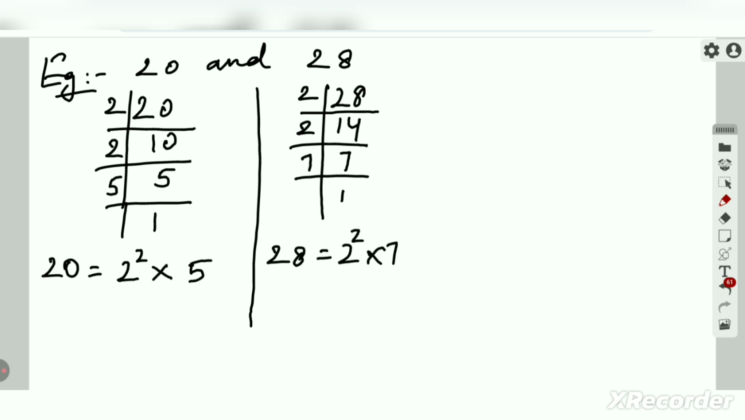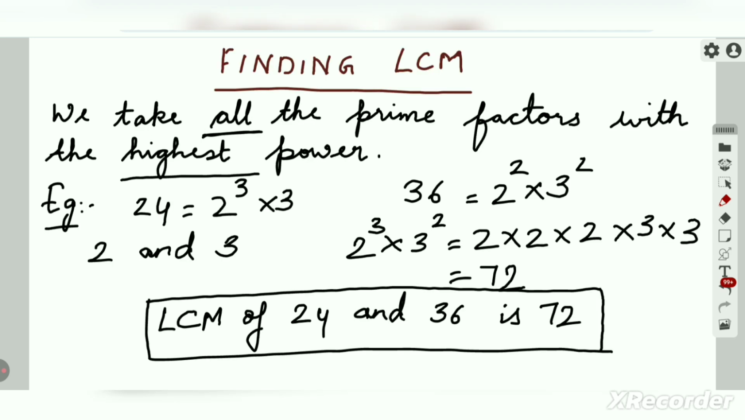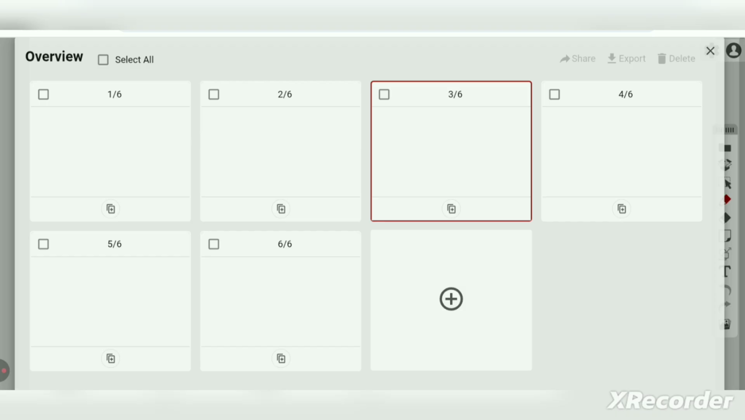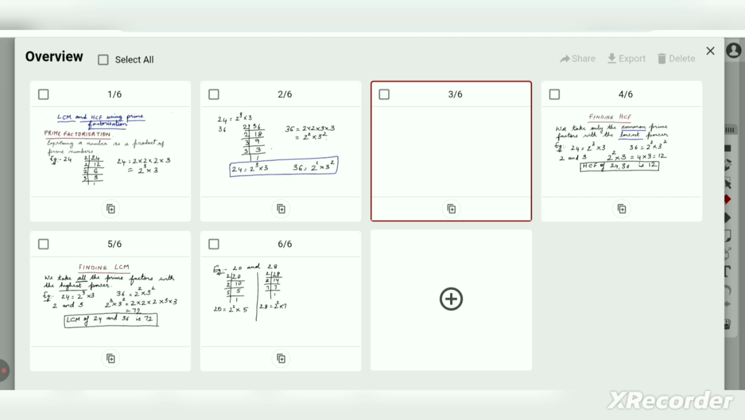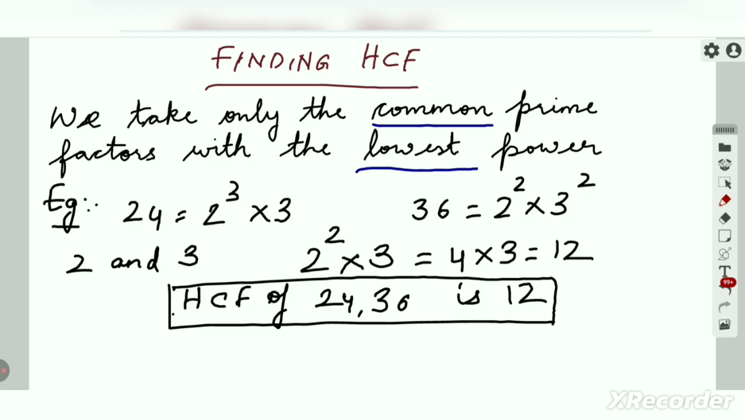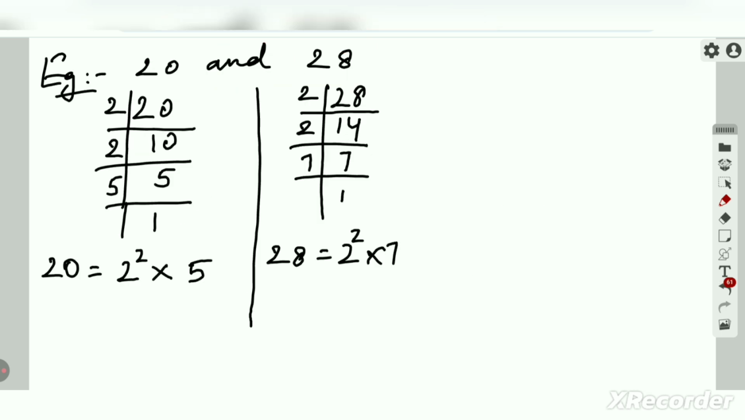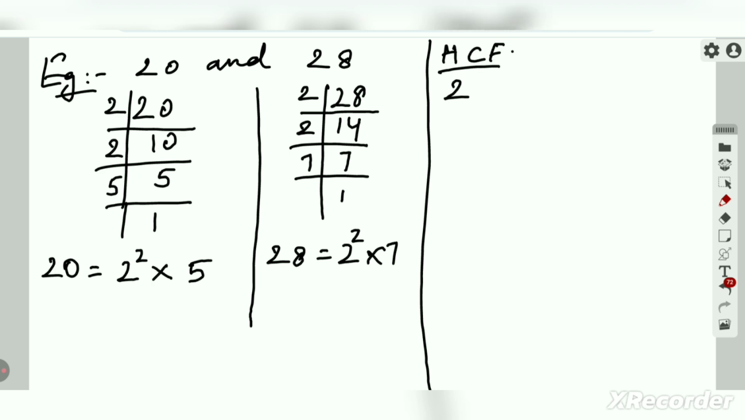Okay. So in order to find out the HCF, what are you supposed to do? You have to take only the common prime factors with the lowest power. So let us find out which are the common factors here. Only 2. To find out the HCF, you have to find out the common factor. The common factor in these two numbers is only 2. And then you have to find out the lowest power. You have 2 square and 2 square. Which is the lowest power? 2 square itself. So the HCF is 2 square, which equals 4.